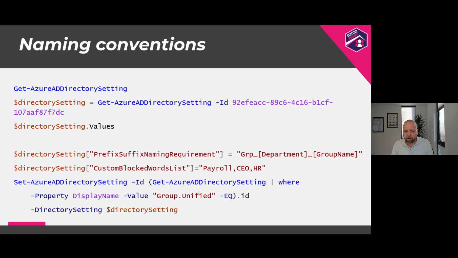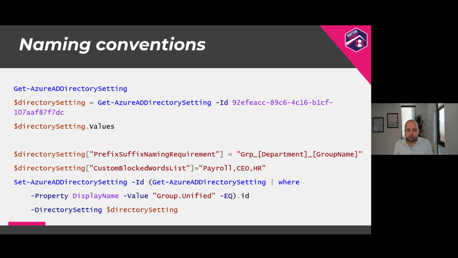Or in this case here, I've set a setting that it should start with GRP underscore and then department name, and that's a property that's being read from Azure AD. So when a user creates a team, then the creation process will look at that user and it will create a team with the name GRP underscore, and then it looks at the department for that user, and then it will attach the group name that the user has typed in while creating the group.